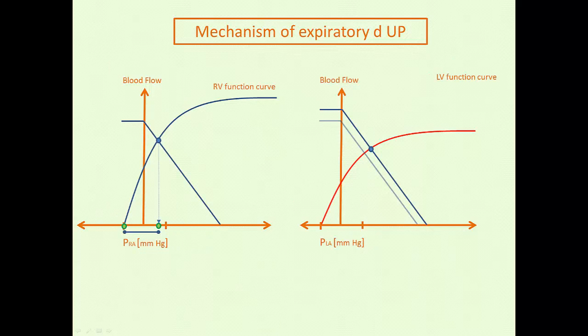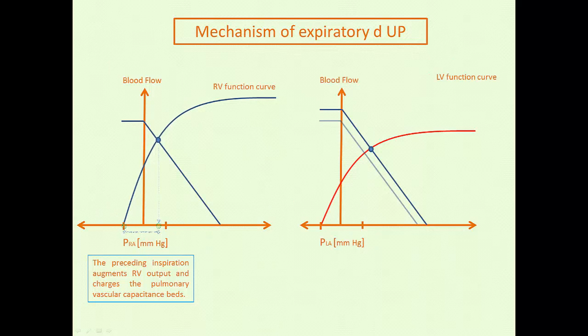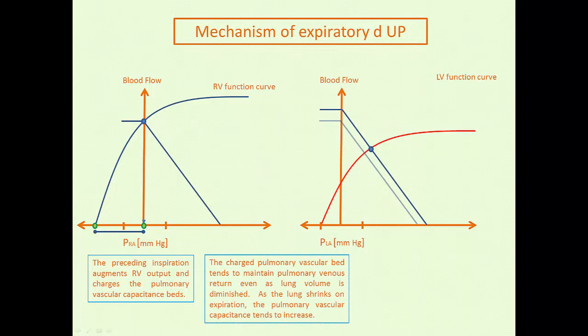The D up is a variable effect that occurs during expiration. And as we saw in the previous slide, the preceding inspiration had augmented your right ventricular output and charged the pulmonary vascular capacitance with blood during inspiration. And that was what we saw here. So this is just a recapitulation of inspiration. The charged pulmonary vascular bed tends to maintain pulmonary venous return even as lung volume is being diminished during expiration.